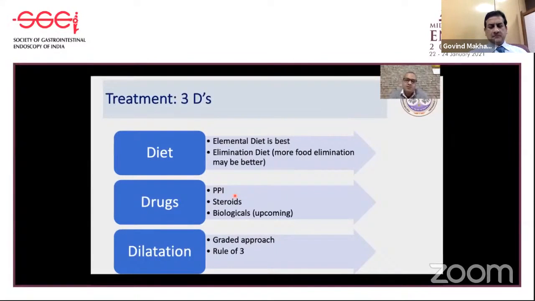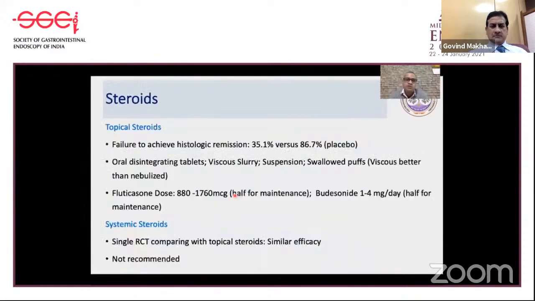And then dilatation only if it is needed, and it has to be a graded approach because the initial report suggested that there may be an increased risk of perforation. So topical steroids, budesonide and fluticasone, are the drugs which could be used either as a viscous slurry, suspension, oral disintegrating tablets, or swallowed puffs from the inhalers.